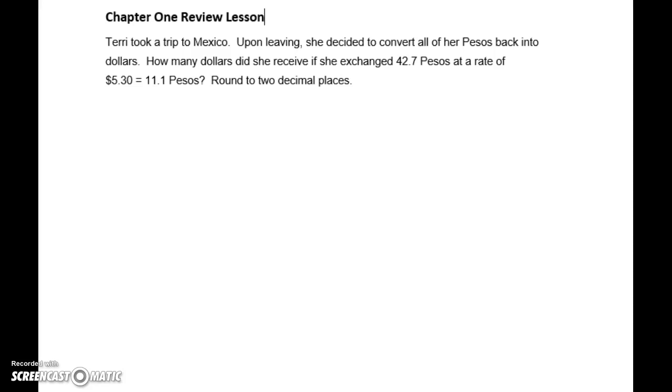So step 1, read your word problem and try to figure out what they're actually asking us to do. Typically it's in your last sentence or maybe your second last sentence. In this question, let's underline what they are asking us to do. They want to know how many dollars she received when she exchanged the 42.7 pesos. So step 1 is to read your word problem. The second step is to identify what you're looking for.